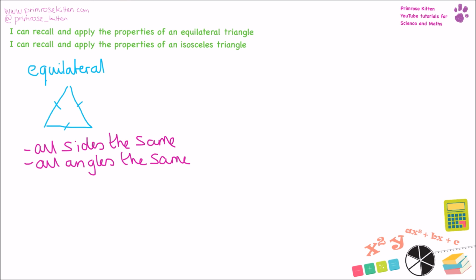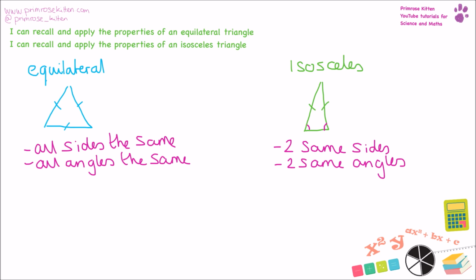For an equilateral triangle, we are going to have all sides and all angles being the same. For an isosceles triangle, we are going to have two sides being the same, and then the angles at the base are going to be the same.